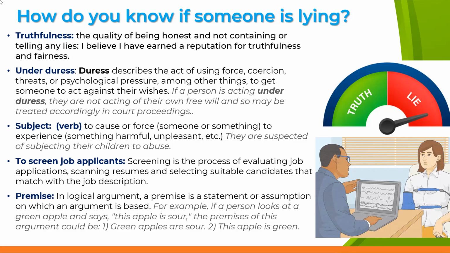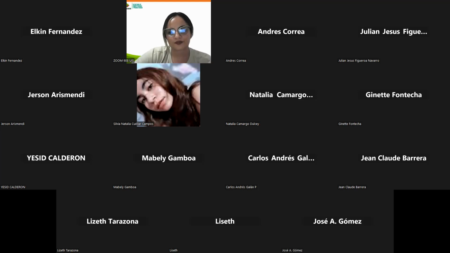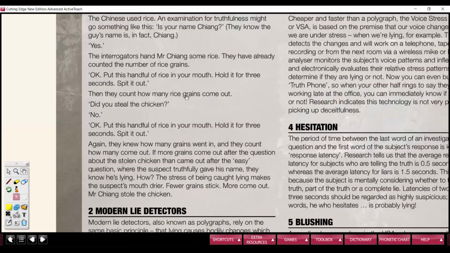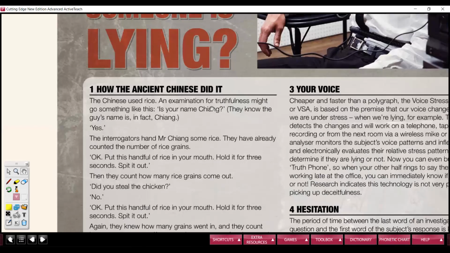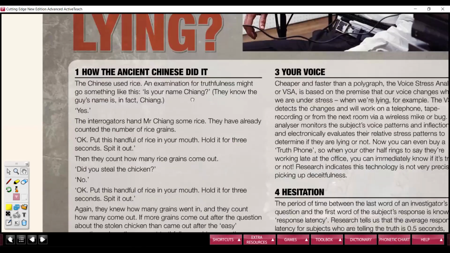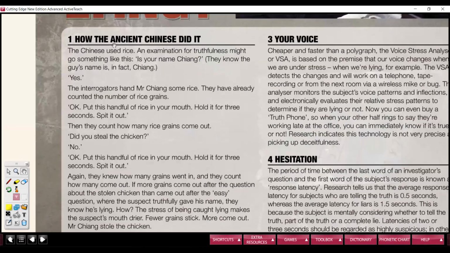No questions, teacher, let's start reading. Okay, I'm going to read the first, 1, 2, and 3 with you, and you read 4 and 5. They are easy, don't worry. These are different ways of detecting those liars. Different ways people use or still use for finding out what is truthful. How the ancient Chinese did it.